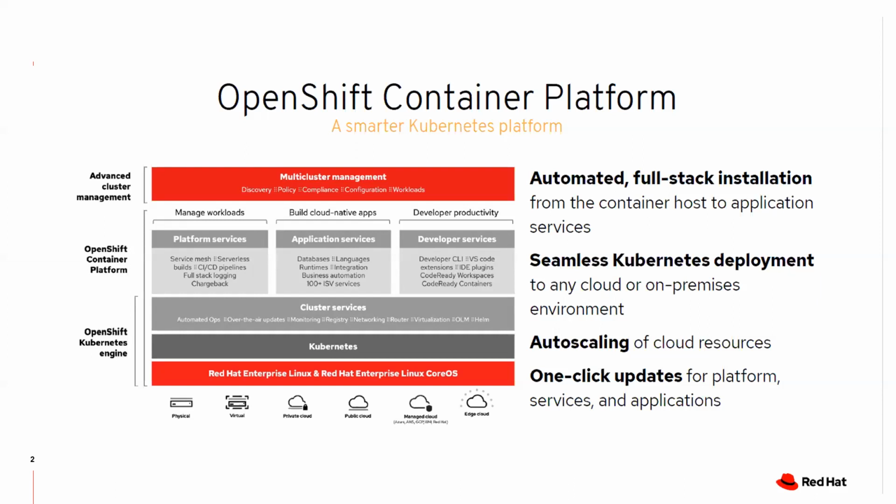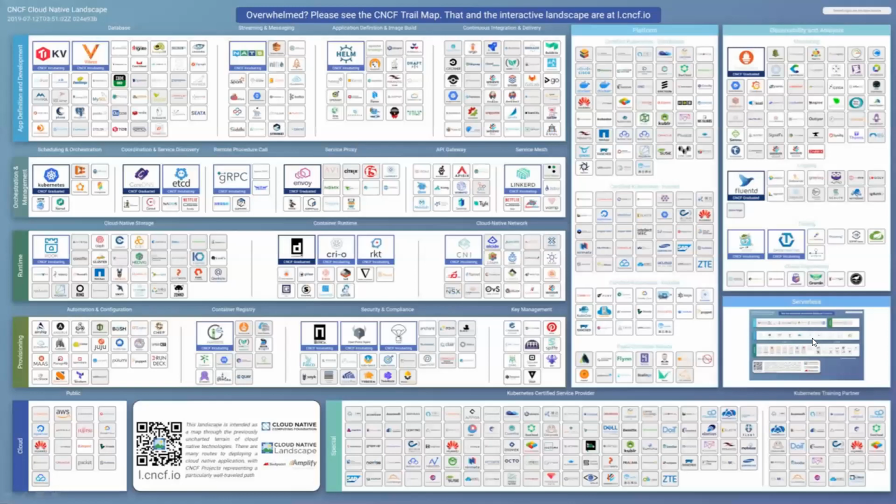So we can see here in the slide all the benefits. We have the core OpenShift Kubernetes engine, then we have the OpenShift container platform sitting on top of that, and OpenShift really provides advanced cluster management, as we can see in the slide, which provides automated full stack installation and seamless Kubernetes deployment. All right, so moving on to the next slide.